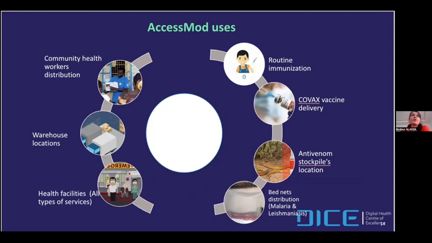Okay, so the users, where can we use Access Mode? Actually, we can use it in all the services, such as routine immunization, COVAX vaccine delivery, anti-venom locations. So we use it a lot in our snake bite project. The location of bed net distribution for malaria or for visceral leishmaniasis. Very important, the University of Geneva worked a lot with the distribution of community health workers. We can even use it for warehouse locations or supplier locations, in addition to all types of health facilities.